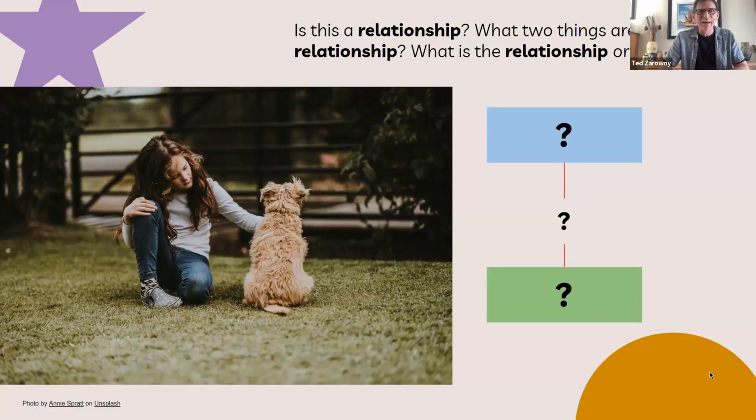Again, so now I'm doing it up here. What's the relationship here? What do we got? What are the two things in a relationship? A person and a dog. And what does the relationship seem to be? Why do you think so? And have students justify their thinking. And one more slide.